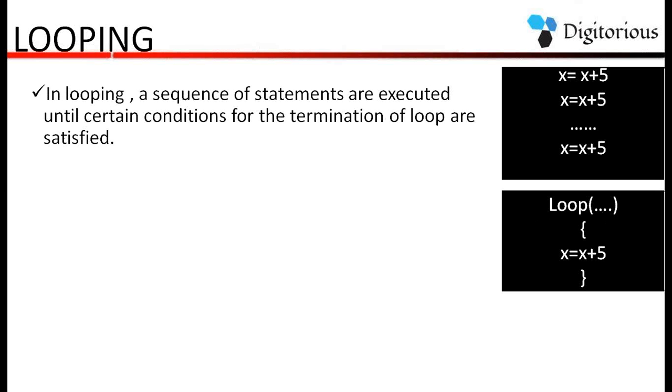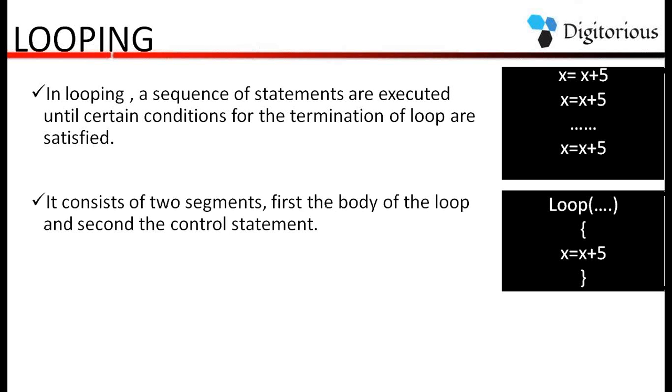In looping, a sequence of statements are executed until certain conditions for the termination of the loop are satisfied. It consists of two segments. First, the body of the loop, which is nothing but this x + 5 which you are supplying inside the loop, and second, the control statement which you will provide inside the loop so that it knows when it has to end.